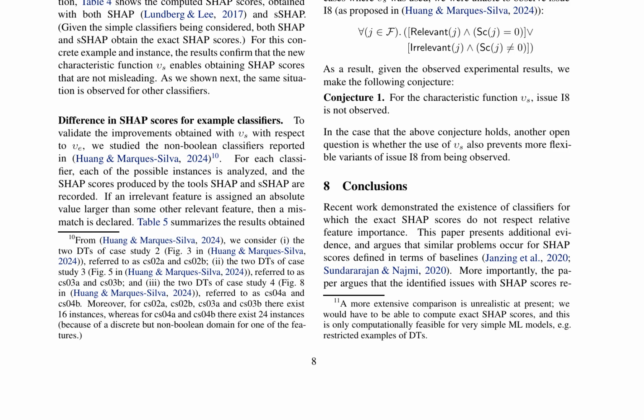The paper concludes by emphasizing the importance of addressing these issues with SHAP scores, as they can lead to incorrect feature importance rankings. It suggests that the proposed characteristic functions may serve as a solution to this problem, and proposes further research into whether the use of these functions prevents more flexible variants of issue I8 from being observed.